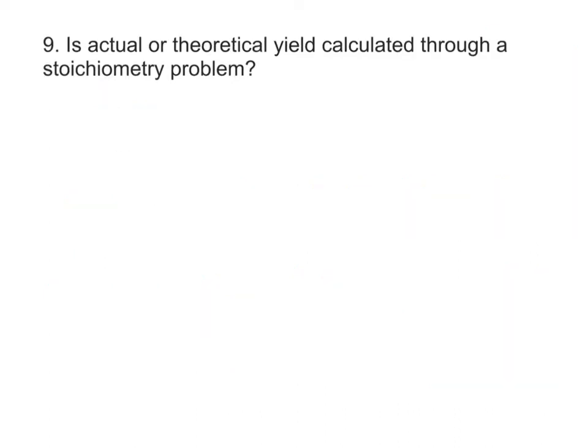Number 9 is actual or theoretical yield calculated through a stoichiometry problem. We more or less answered that last slide, but let's go ahead and say that the theoretical yield is what is calculated in the stoichiometry problem. So we calculate theoretical, and we have to actually do the experiment to get the actual.